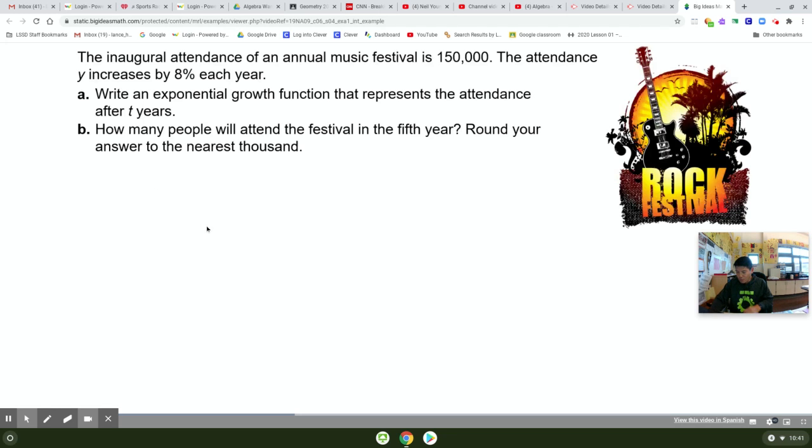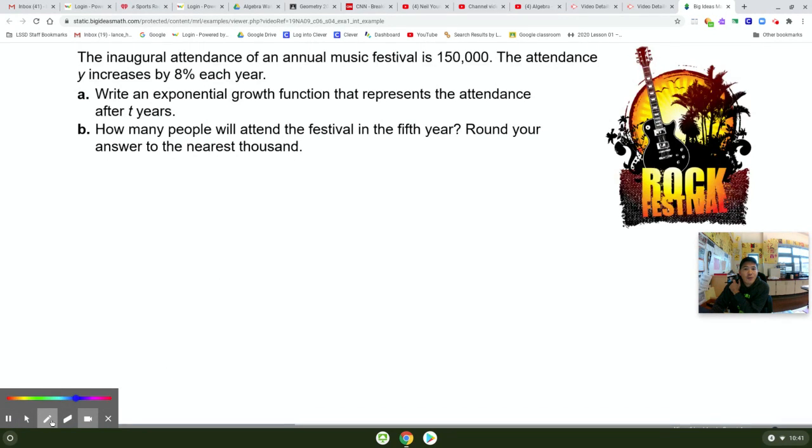Okay, now I want to go over one other example with exponential growth. It tells you the inaugural attendance of an annual music festival is 150,000. The attendance Y increases by 8% each year. So on part A, I want to write an exponential growth function that represents the attendance after t years.